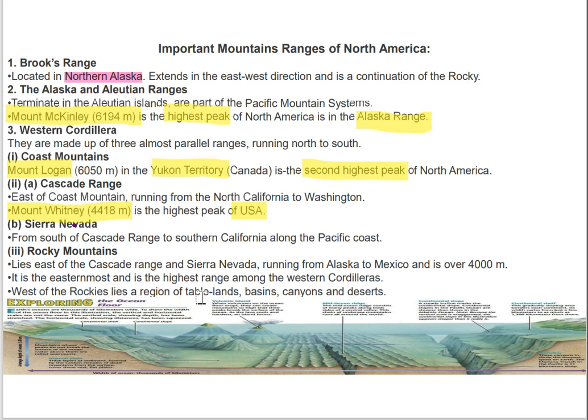West of the Rockies lies a region of tableland, basins, canyons, and deserts. Okay, the next one, and here is the picture we can see. In the picture you will see the oceanic bottom, in which there are also mountains lying in the ocean, and the part of the mountain which comes over the surface of the ocean is known as an island, or the bigger landmass known as a country.